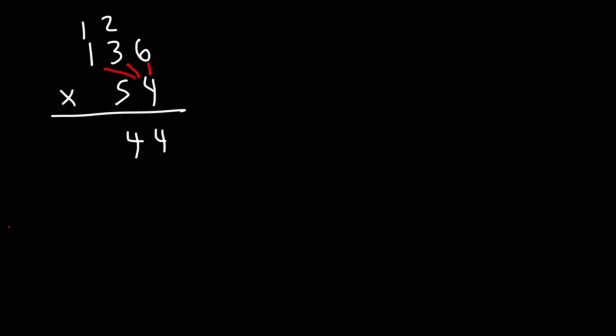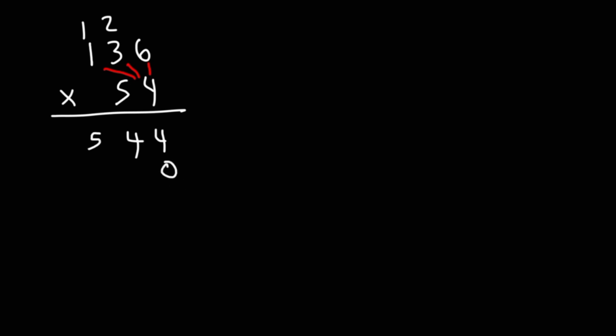Now let's work on multiplying large numbers. What's 136 times 54? Feel free to pause the video if you want to work on this example. So first we're going to multiply 6 by 4. 6 times 4 is 24. We're going to write the 4, carry over the 2. And then 4 times 3 is 12. Plus 2, that's 14. So we'll write the 4, carry over the 1. And then 4 times 1 is 4 plus 1, that's 5.